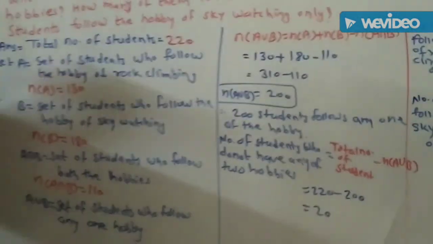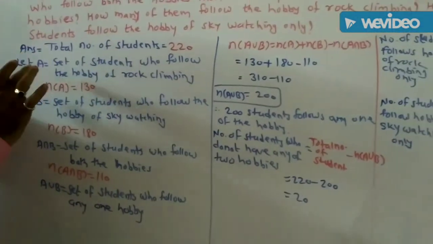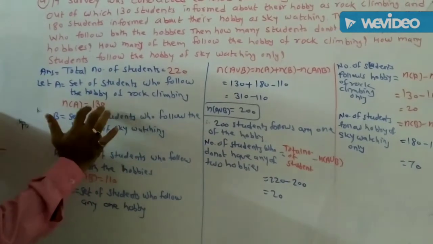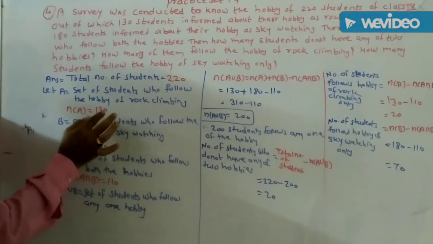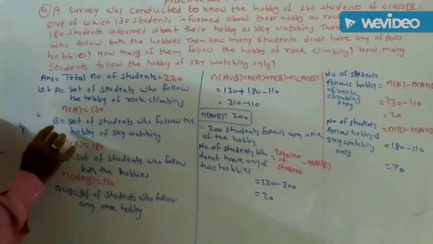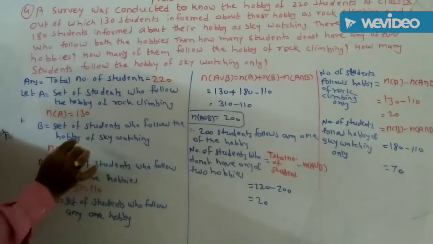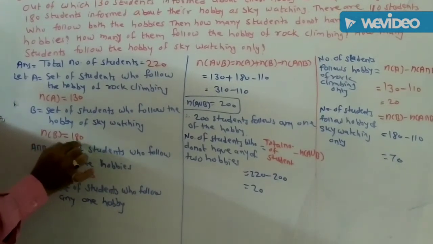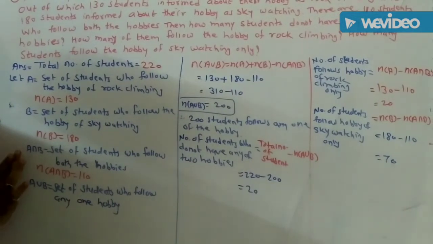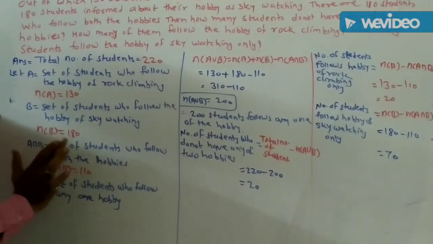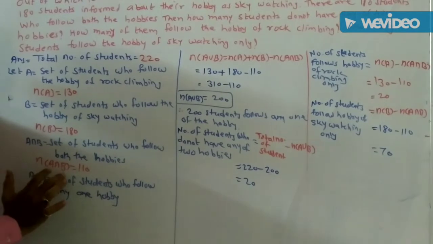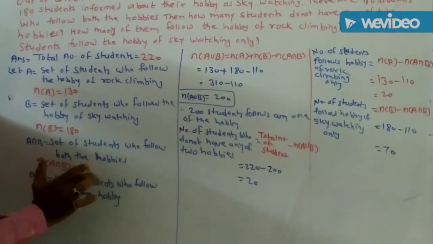Now we are given the total number of students as 220. We consider A as the set of students who follow the hobby of rock climbing, which is given 130. Number of A is equal to 130. B is the set of students who follow the hobby of sky watching, which is given 180. Therefore number of B is equal to 180. A intersection B means the set of students who follow both the hobbies, which is given 110. Therefore number of A intersection B is equal to 110.